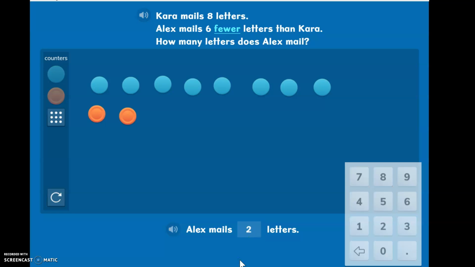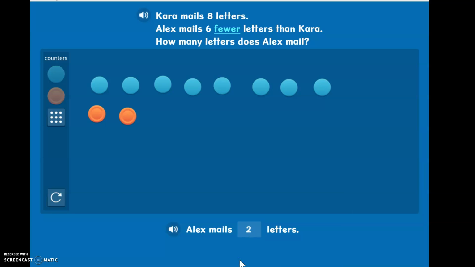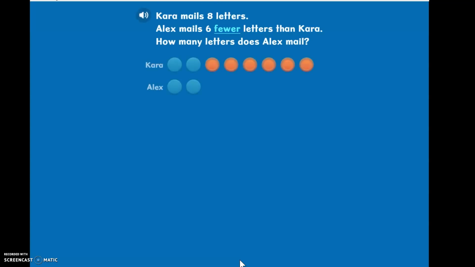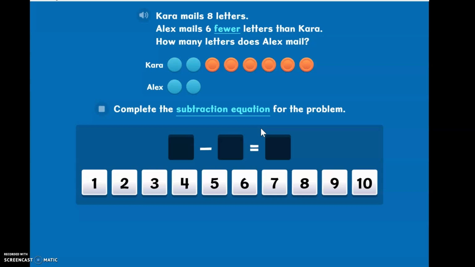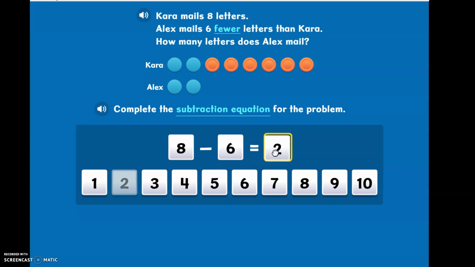You made the connection. And again, my picture might look a little different, but it's the same. It's just different colors. Complete the subtraction equation for the problem. Okay, so what was our whole? How many letters does Kara have? She has 8. Alex mails 6 fewer. Okay, so we have 8, 6 fewer. These are the oranges. And that leaves Alex with 2.